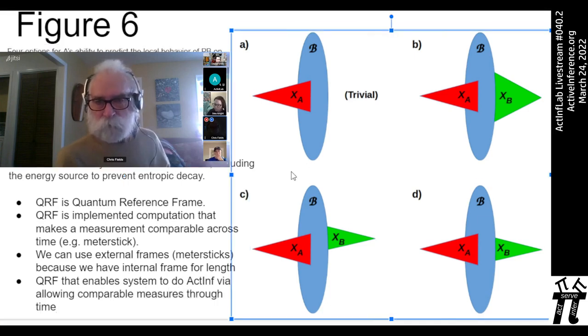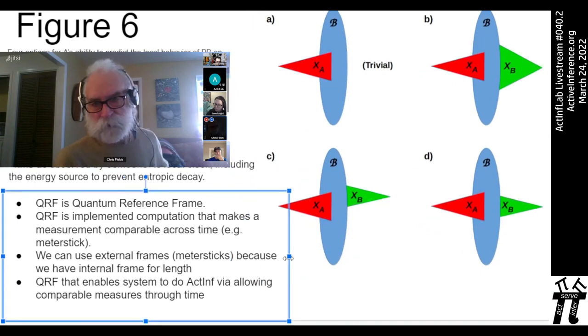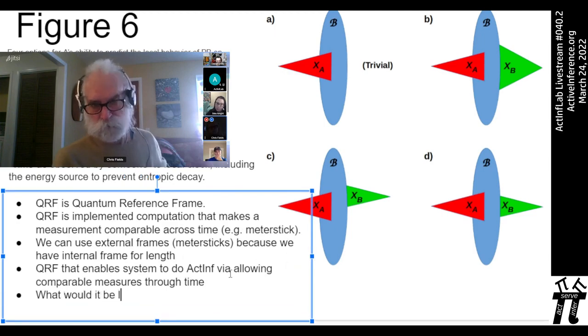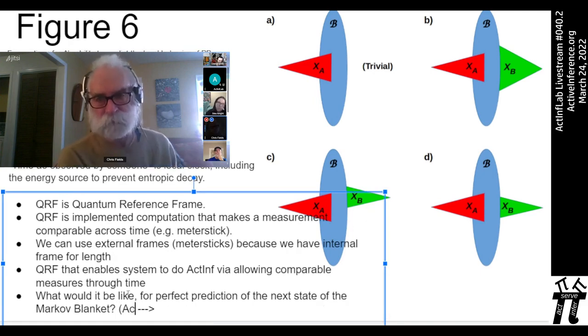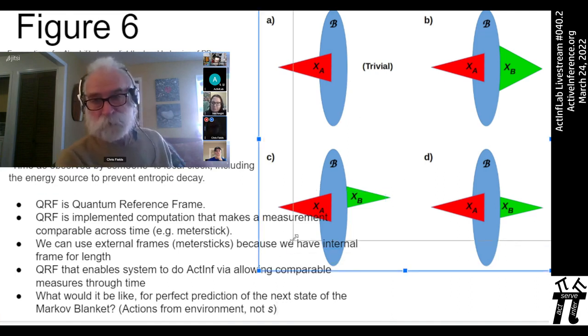And let's ask, what would it be like for a system to be able to perfectly predict the next state of its Markov blanket? Well, the next state of its Markov blanket is a state that its environment has written by acting on it. So our question of perfect prediction is, what would it be like for a system to be able to perfectly predict the next actions of its environment? And notice that the system isn't predicting the next state of its environment. It doesn't know the state of its environment. The state of its environment is on the other side of the Markov blanket. What it's trying to predict is the next action of its environment on it, which is the only action of its environment that's relevant, and the only action of the environment that's detectable.